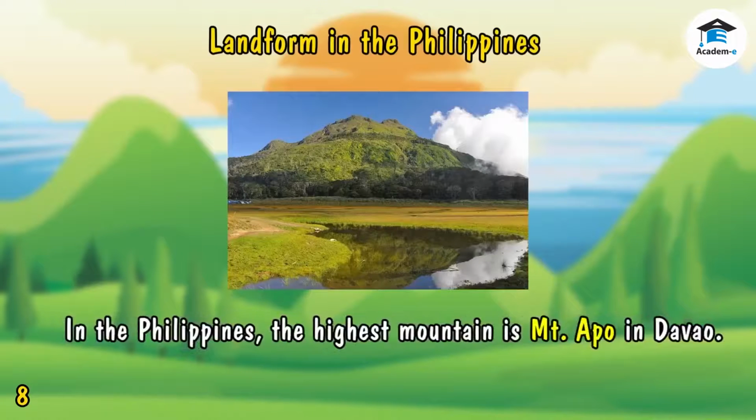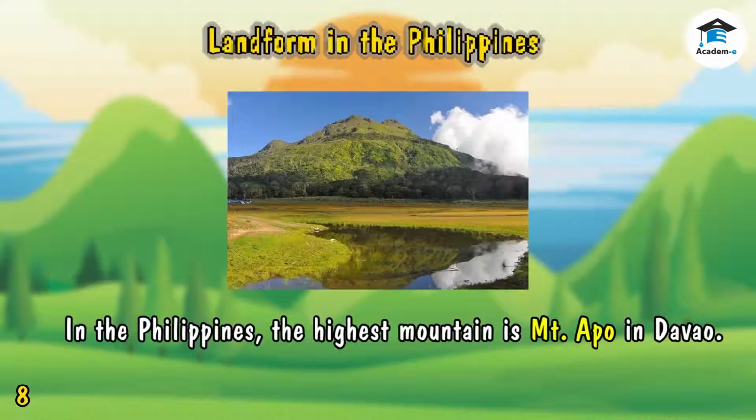In the Philippines, the highest mountain is Mount Apo in Davao. It is located in south-central Mindanao. It is a natural park and a protected zone. This mountain stands 2,954 meters above sea level.